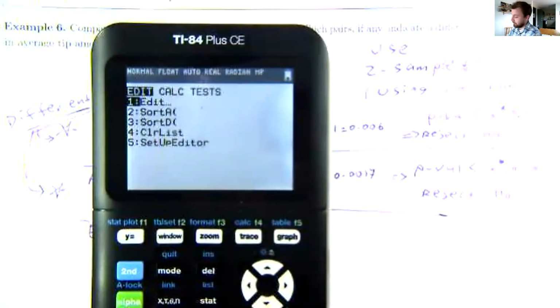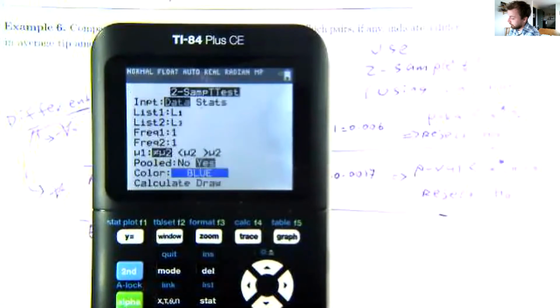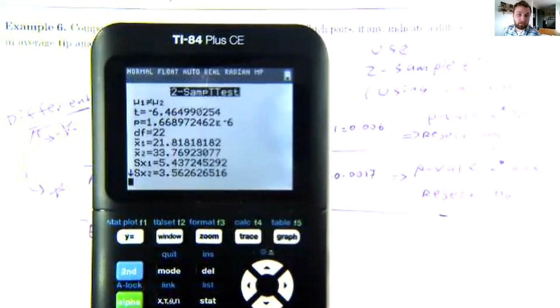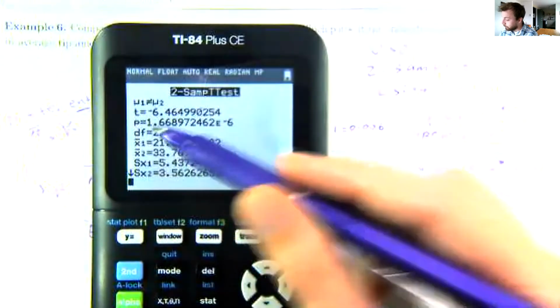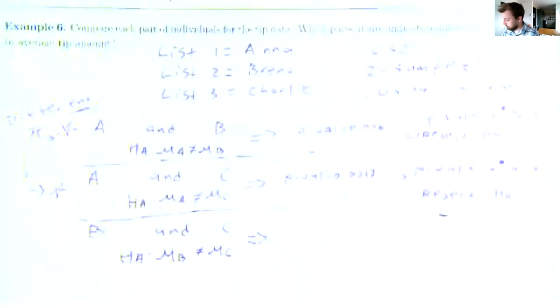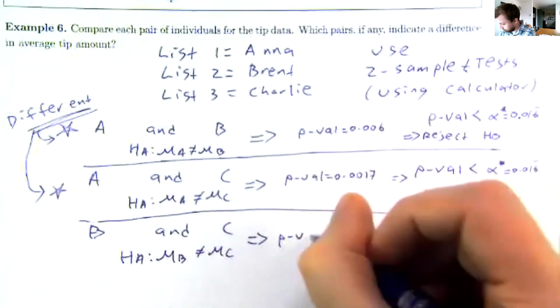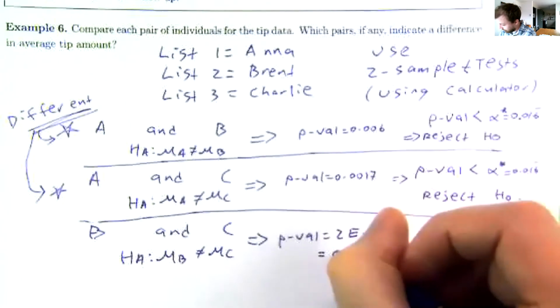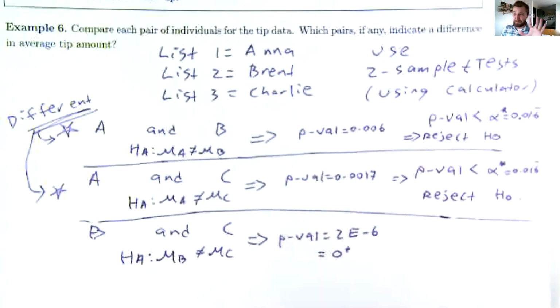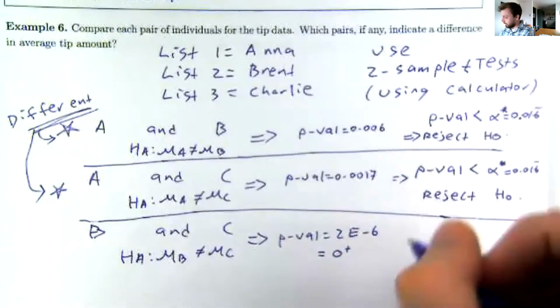stat, I am doing a test, I am comparing, second 2, so second list Brent, third list Charlie. I'm going down to calculate, and I get a p-value of 2e minus 6. I'm calling that 0 plus. That's 5 zeros and then a 2. That's a really, really small p-value.